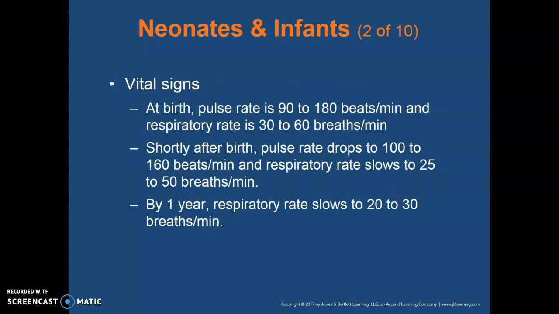As far as vital signs, at birth, their pulse rate should be anywhere from 90 to 180. Respiratory rate is 30 to 60, so significantly higher than that of an adult. However, once they get established with being born, they have some physiologic changes that occur very quickly after birth. They're going to slow down to 160 for the top, and the respiratory rate slows to about 50 for the top. By that year mark, they're going to slow down even more, the top being 30. So they're getting a little bit closer to adult, but still, not quite there.